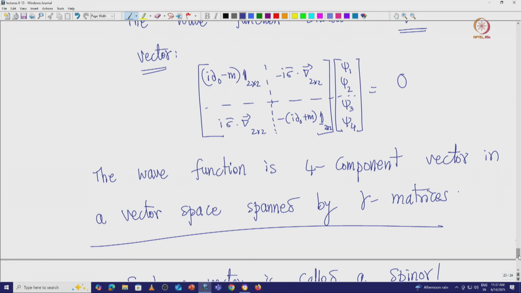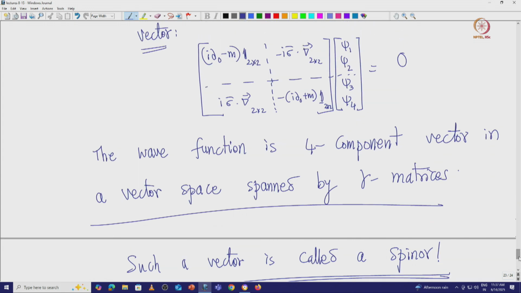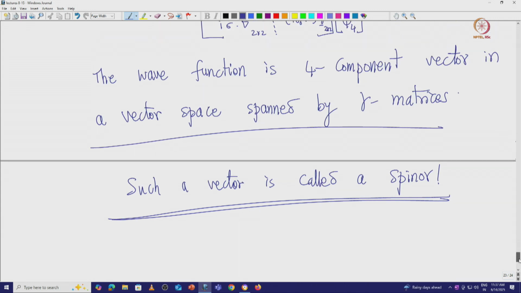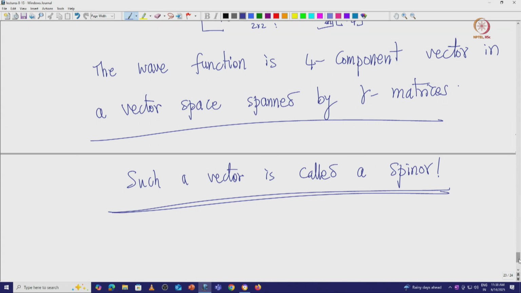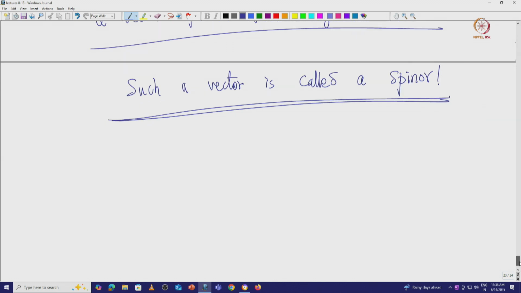We will come to the more mathematical properties of these gamma matrices a bit later on, and the spaces which they span, but for the present let us know that such a psi is no longer a scalar. Okay, the important point here is that the wave function is no longer a scalar, but such a vector is called a spinor. It is a vector in a vector space spanned by the gamma matrices. So it is a different kind of wave function, and this wave function is called a spinor.